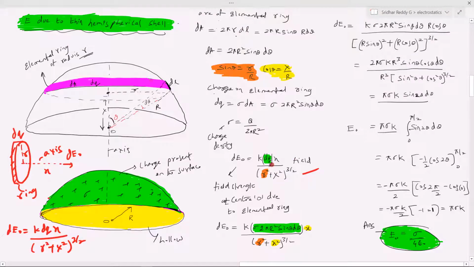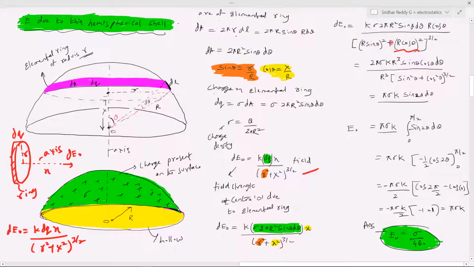Fine, this one. Okay, let me substitute dq. In green color I did the substitution. What is x? Further x equal to R cos theta from here. So in place of x, I wrote here R cos theta. Then what is small r? Small r equal to capital R sin theta. And x equal to capital R cos theta.